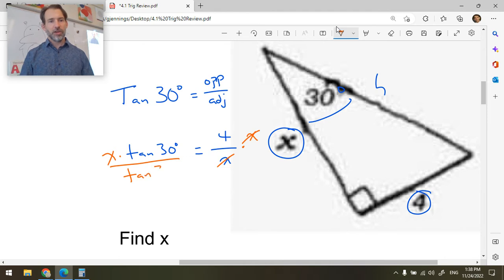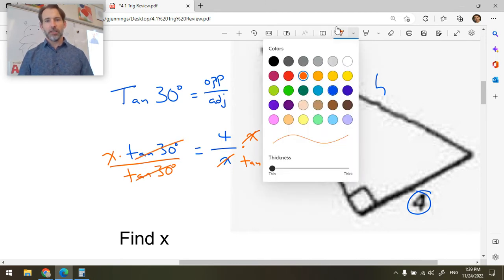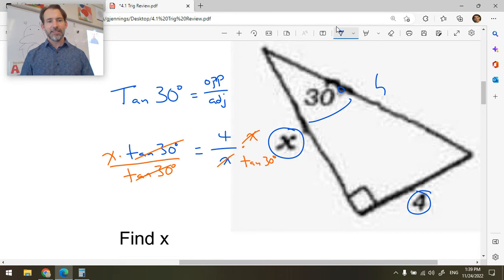Good. Tan 30 is just a number. So I'm going to multiply by that number, divide by that number. Tan 30 both sides. Now, I'm going to cancel, and rewrite this so I have a very clean, exact expression for x. X is equal to 4 over tan 30.